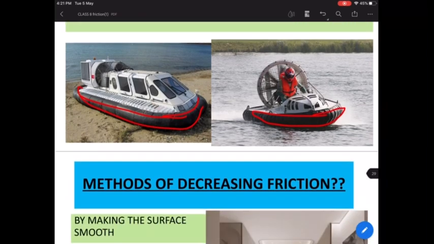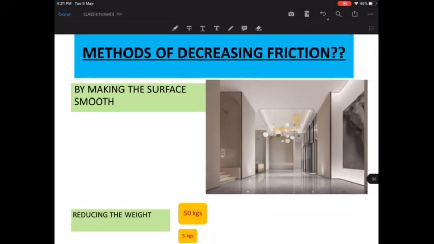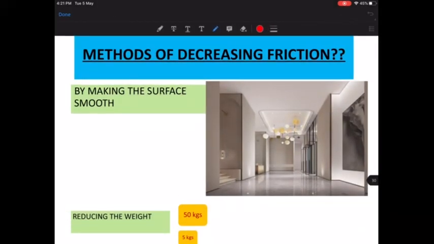Fine. Now, next: how did you increase friction? By increasing the weight. So how will you now reduce the friction? You will reduce the friction by reducing the weight, exactly opposite to what you did in the case of increasing friction. So another point can be, you can reduce the weight. If you reduce the weight, it will reduce the friction.